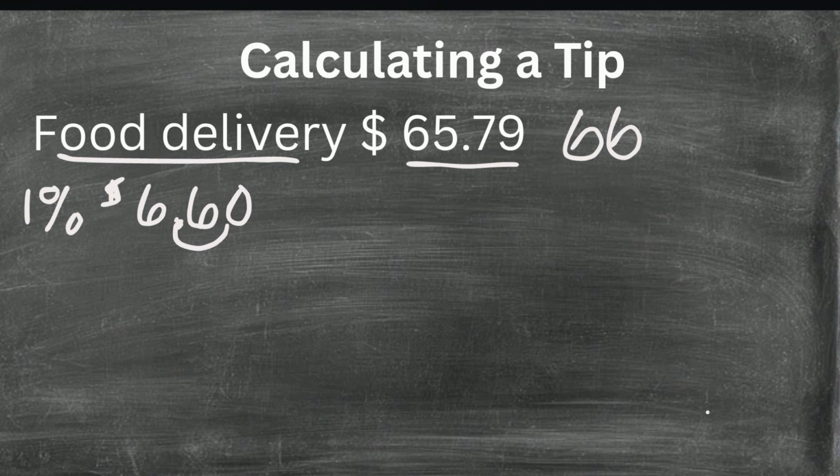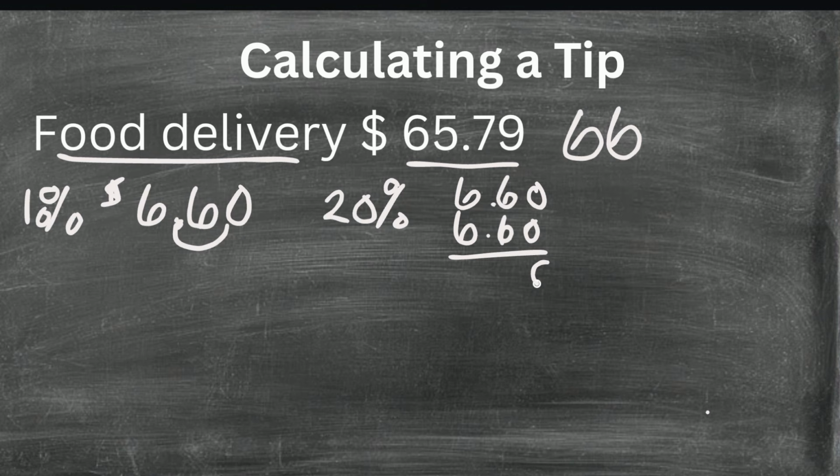Now for our 20% tip, this is 10%. For our 20%, we're just going to double $6.60. So let's just add this. So that gives us 0, 12, carry the 1, 12, $13.20.